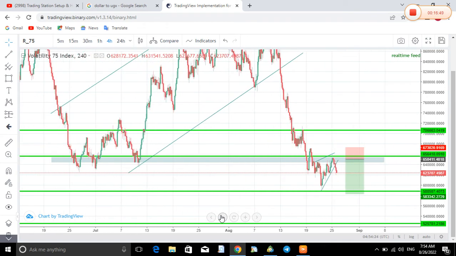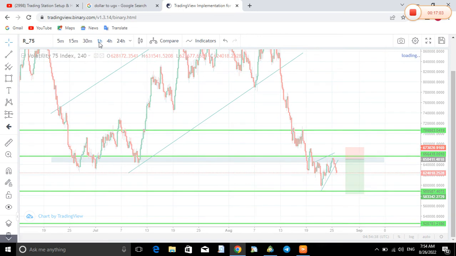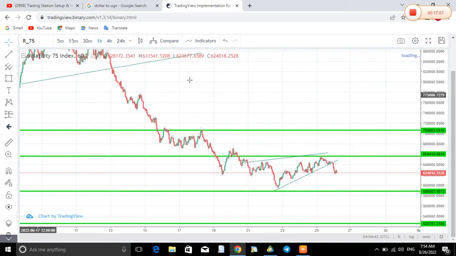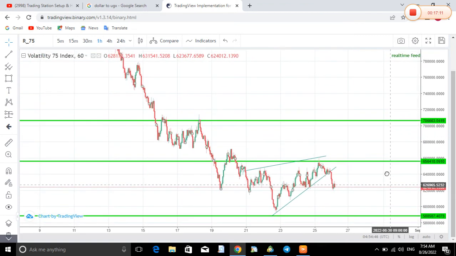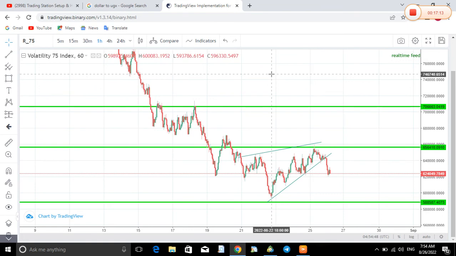Now for traders who are focusing on 75 index, at the moment we are in a deep downtrend, so focus on looking for selling opportunities. Do not look for buying opportunities, because you'll be stop hunted or they will hit your stop loss, because at the moment 75 is experiencing a lot of pressure from the sellers than the buyers.